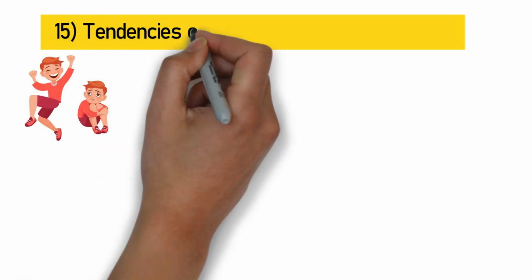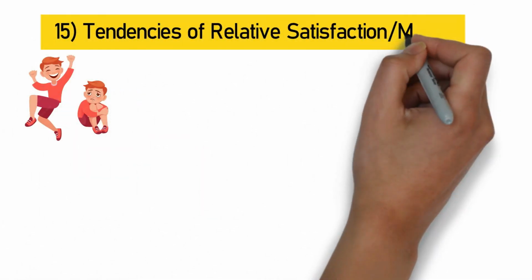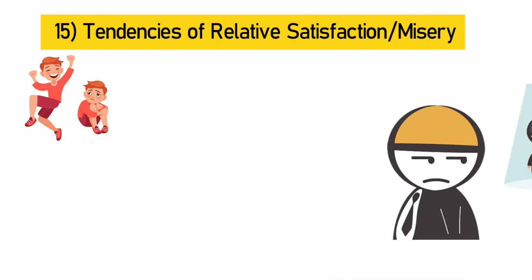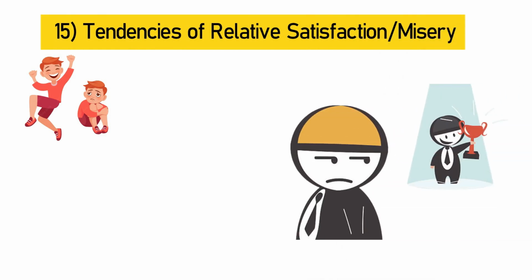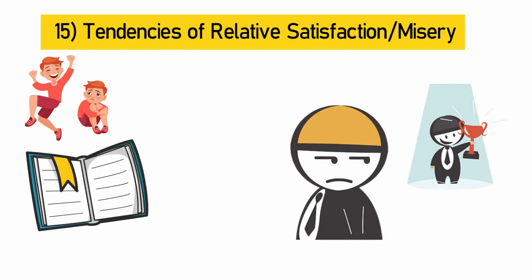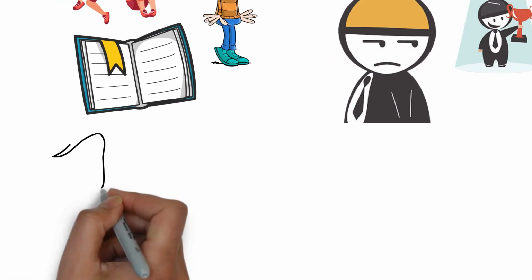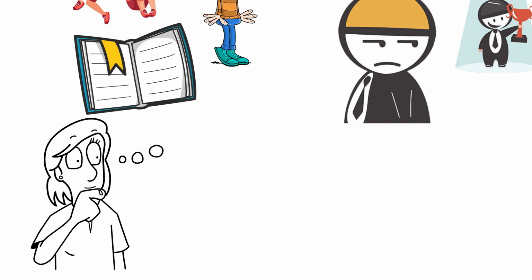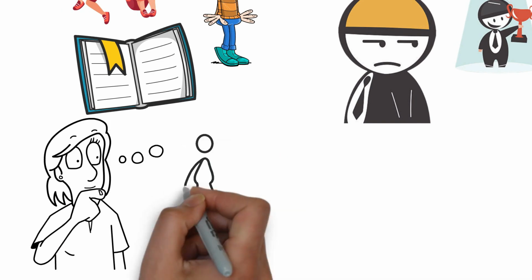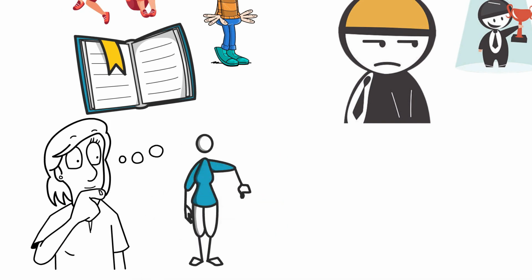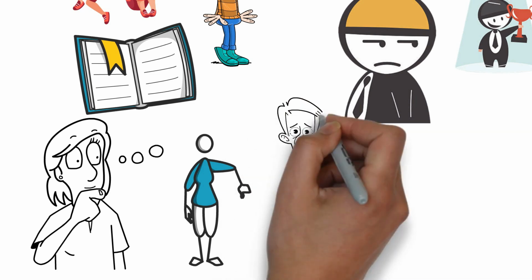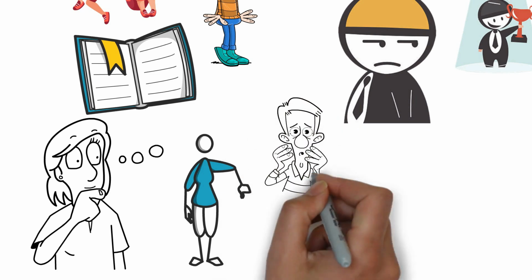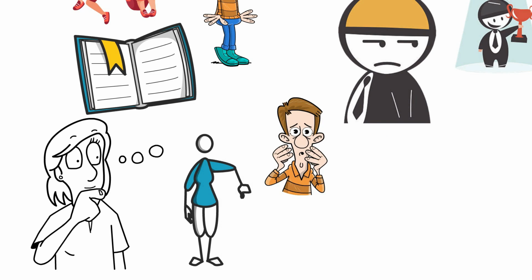Number 15, tendencies of relative satisfaction/misery. Although envy is the most visible manifestation of the relative satisfaction tendency, nearly all studies of human happiness show that it is related to a person's state relative to their past or peers, rather than being absolute. These relative tendencies make us poor predictors of our own behavior and feelings, causing us great misery or happiness in a wide variety of objectively different situations.